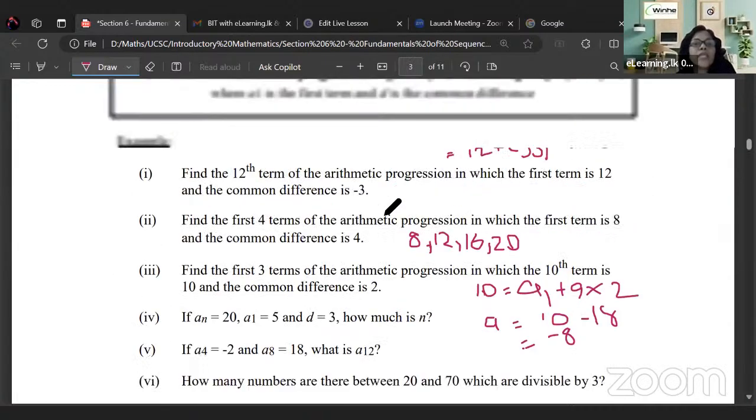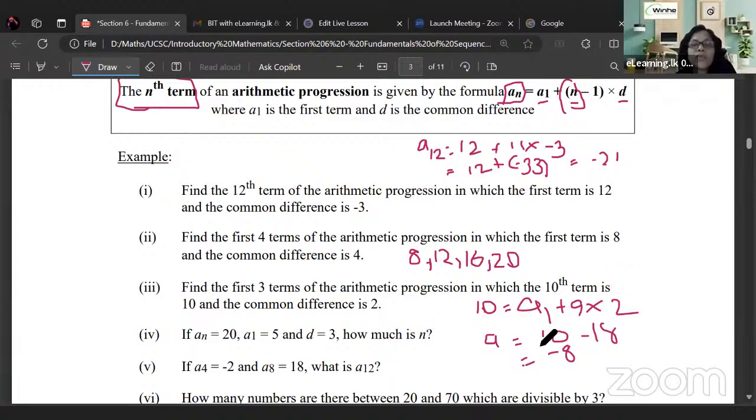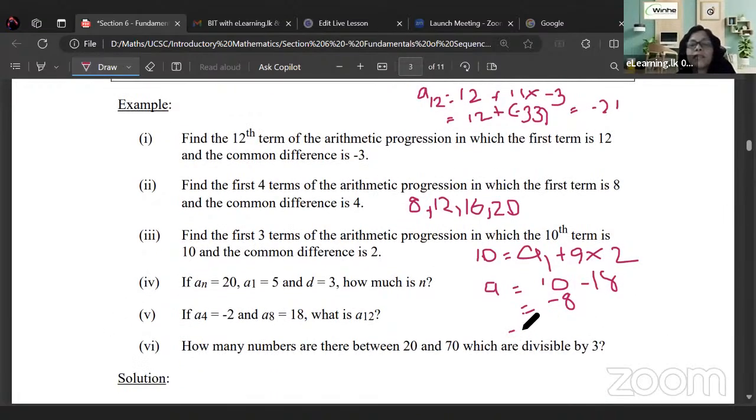If you know the first term is minus 8, then the second term is minus 8 plus 2, which is minus 6. Minus 6 plus 2 is minus 4. Likewise, you can find the remaining values. Right? Okay.